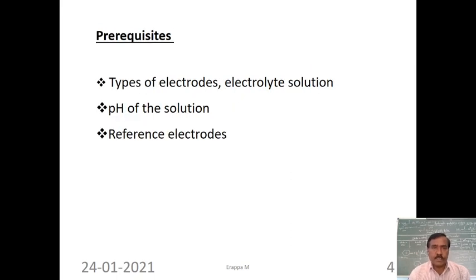Before starting this session, recall: how many types of electrodes are there, and what is an electrolyte solution? What is the pH of a solution? And what do you mean by reference electrodes?